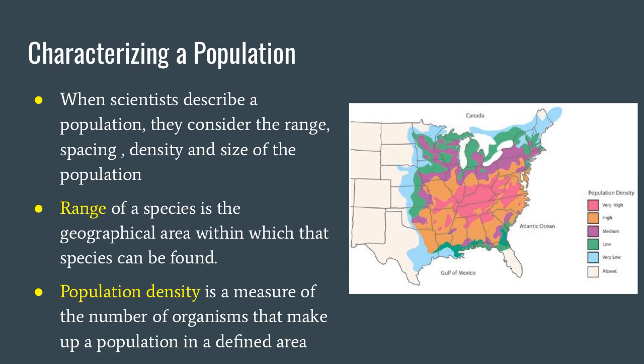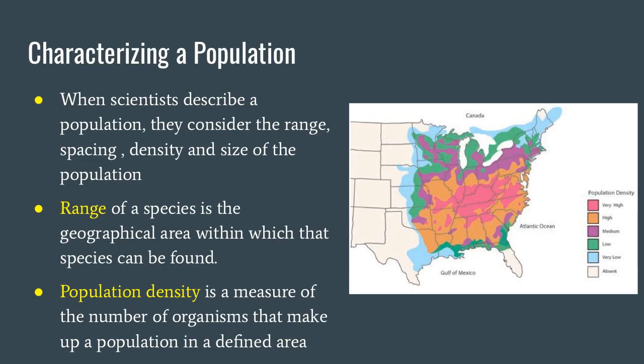The next thing we're going to talk about is characterizing a population. When we hear about populations, oftentimes we're explaining where these are going to exist, how close they are, and the general size of that population. The range of a species is the geographic area within which the species can be found. And then the population density is a measure of the number of organisms that make up a population in a defined area.